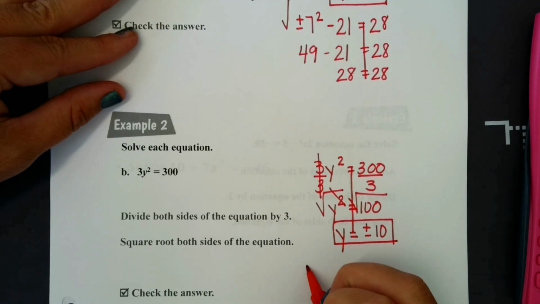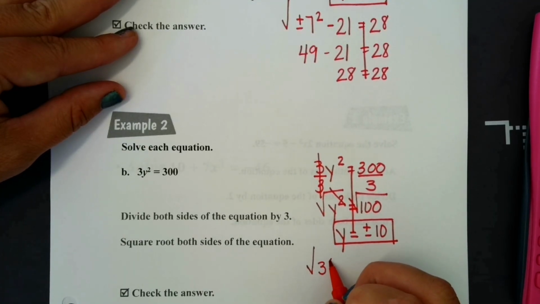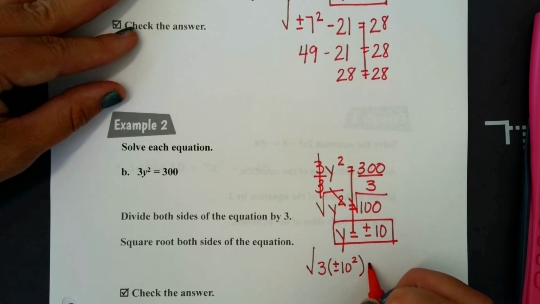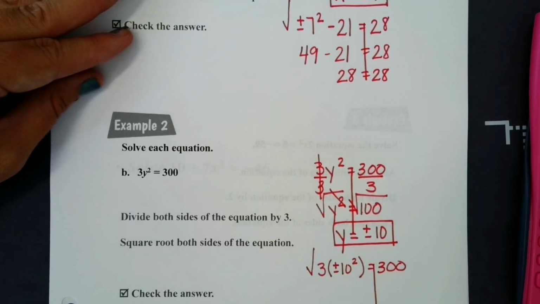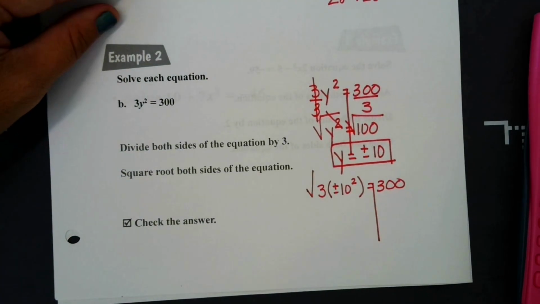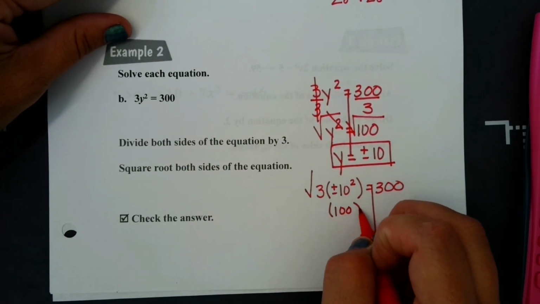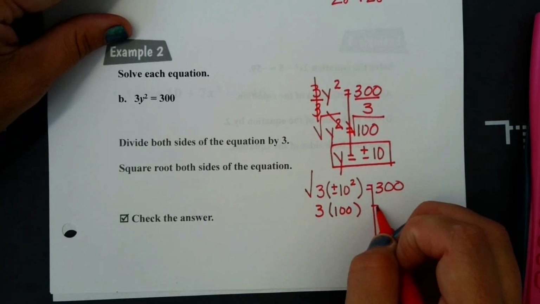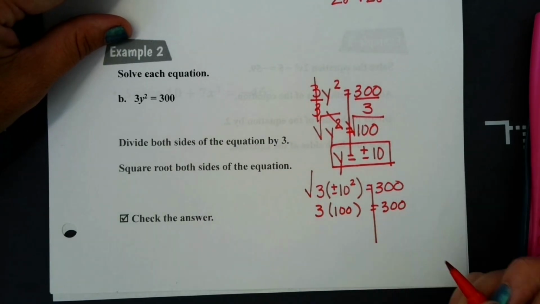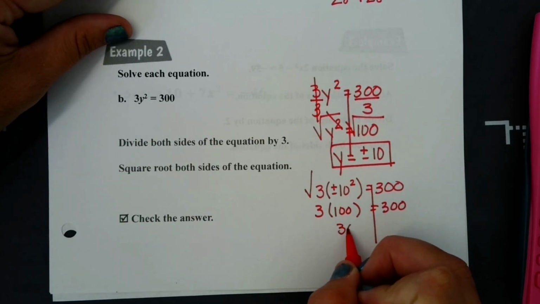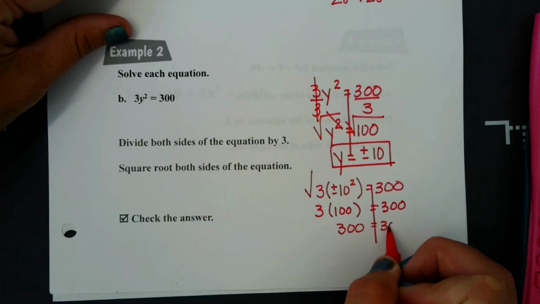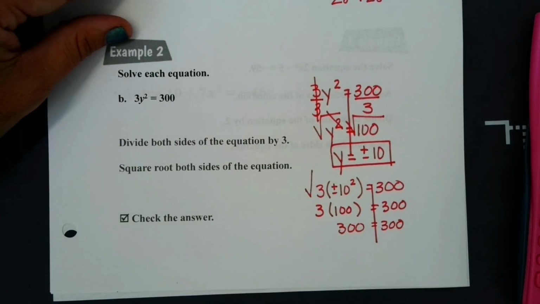All right, so we check it. 3 times positive or negative 10 squared equals 300. What is 10 squared? 100. And if I take 3 times 100, there we go.